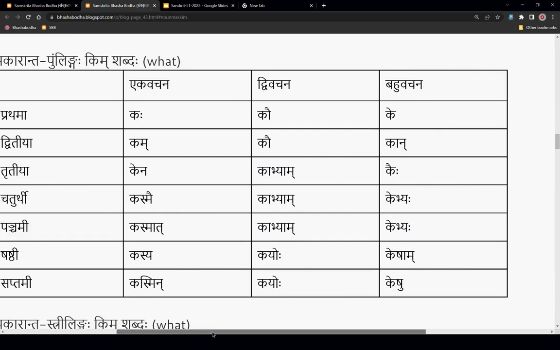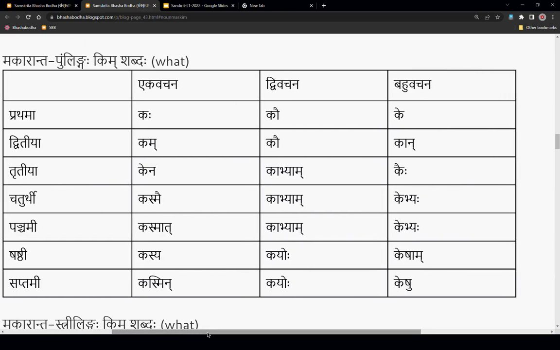Raghumoday, just read this table, entire table. Good. Prathama vibhakti kaha, kau, ke. Dvitiya vibhakti kam, kau, kan. Tritiya vibhakti ken, kabhyam, kai. Chaturthi vibhakti kasmai, kabhyam, kebhyah. Panchami vibhakti kasmat, kabhyam, kebhyah. Shashti vibhakti kasya, kayoho, keshaam. Saptami vibhakti kasmin, kayoho, keshu.